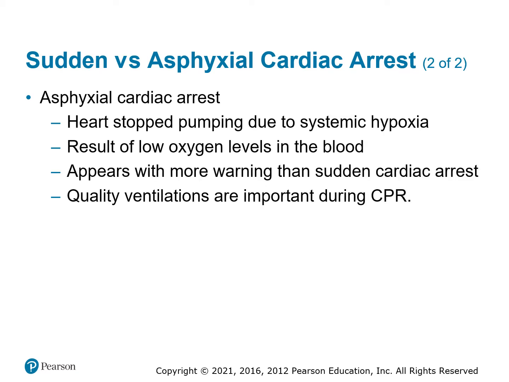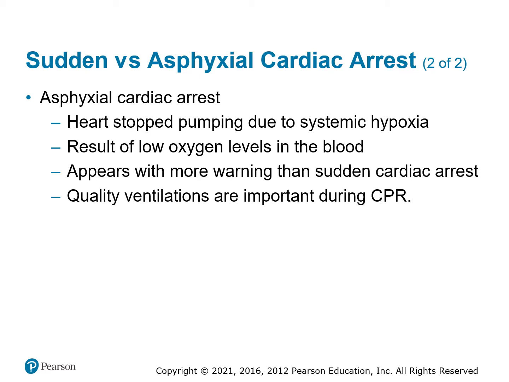The asphyxial cardiac arrest, this is when the heart runs out of oxygen. You have some type of cardiac or respiratory event that causes hypoxia, the blood levels of oxygen drop, and then you lose your ability to contract the heart muscle. Ventilations on this type of cardiac arrest are really important because we've got to get that oxygen going back into the heart muscle. So these are the less common types of cardiac arrest for adults.